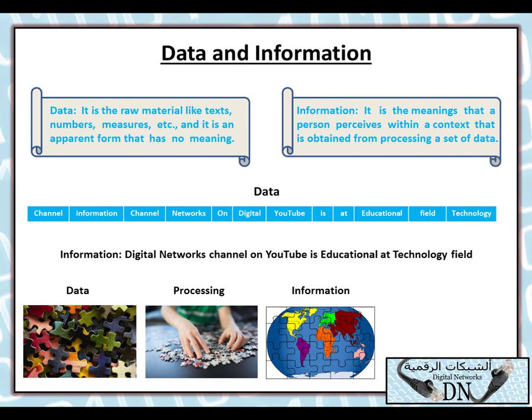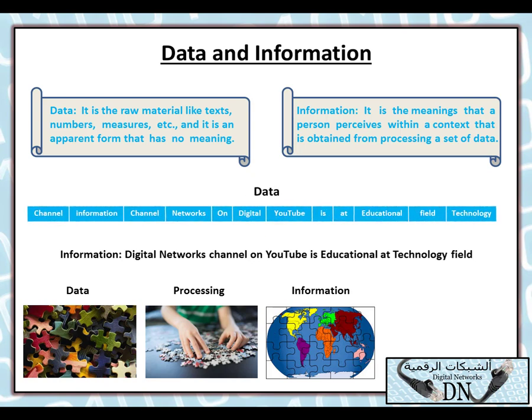Data and information. Data is the raw material like texts, numbers, measures, etc. It is in an apparent form that has no meaning. Information is the meanings that a person perceives within context, obtained from processing a set of data.